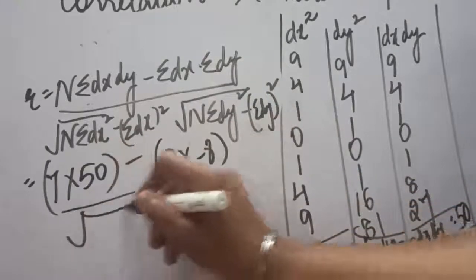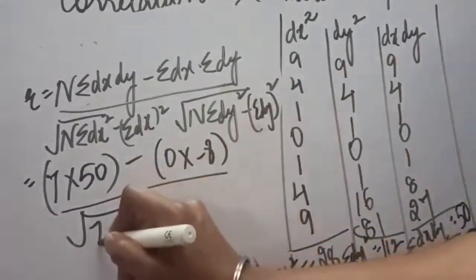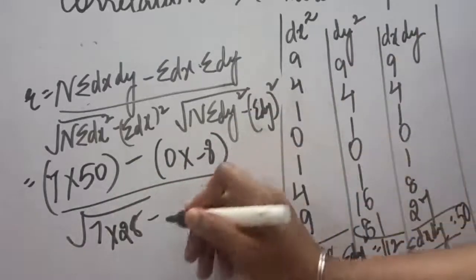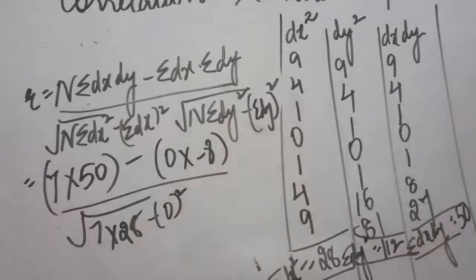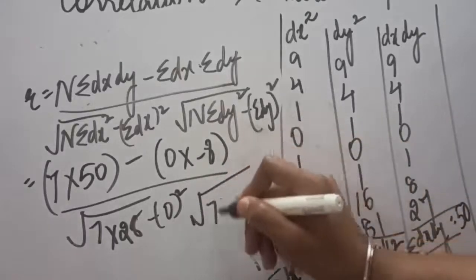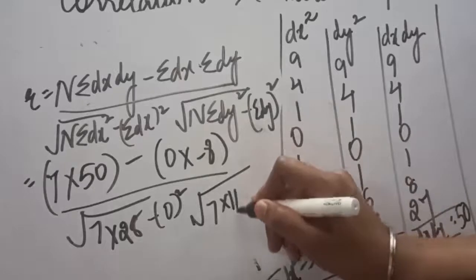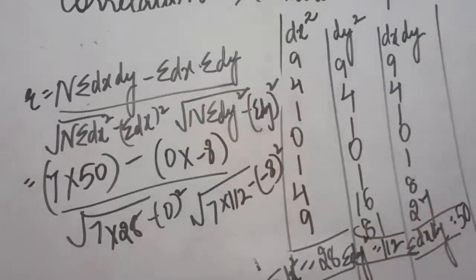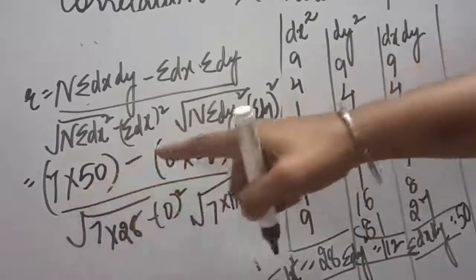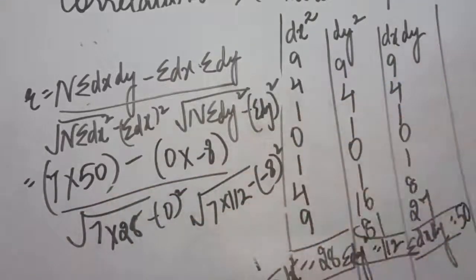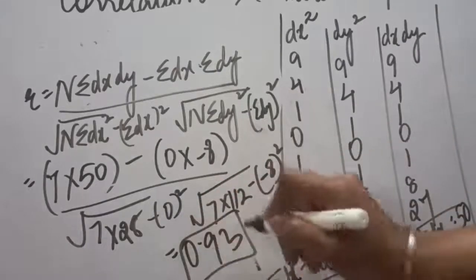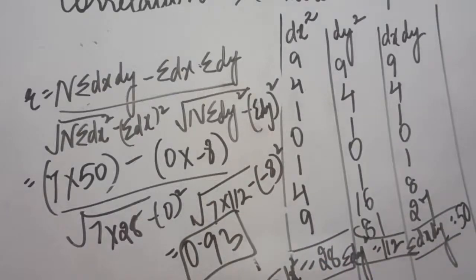Divided by under root. Again n is 7. Sigma dx square is 28, minus sigma dx whole square. Sigma dx was 0, so minus 0 whole square. Again under root 7 into sigma dy square, which is 112, minus 8 square. So now when you solve the upper part and the lower portion by taking the under roots, you will get the final answer to be 0.93. This figure shows that there is very high, positive correlation between the X series and the Y series.